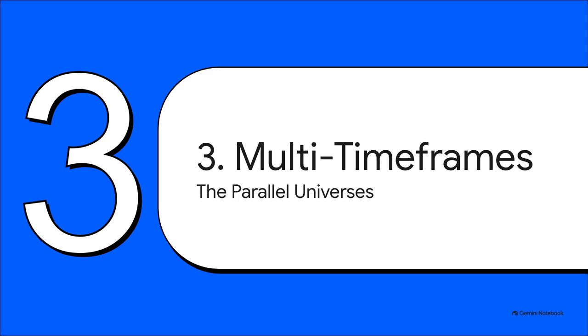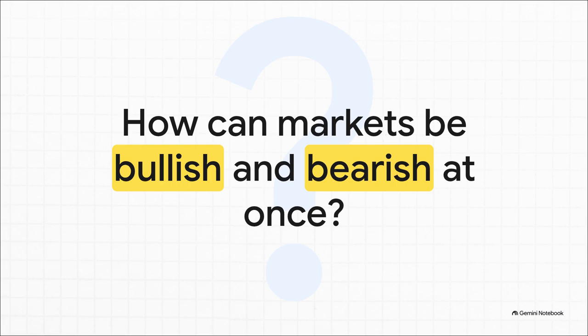Let's layer this up in Section 3, multi-dimensional timeframes, the parallel universes of trading. This brings up a really fascinating question. How in the world can the market be bullish and bearish at the exact same time? I know, it sounds like a paradox, but understanding how two traders can look at the identical asset, have completely opposite biases, and somehow both be technically right, that is the absolute secret to timing your entries.